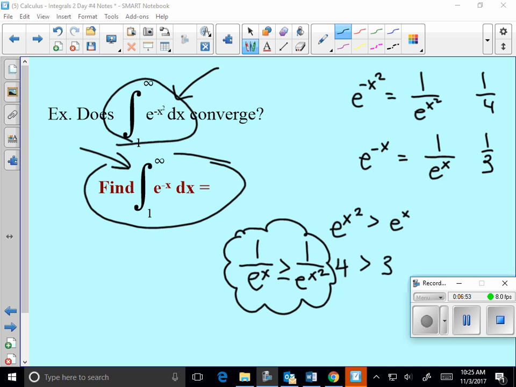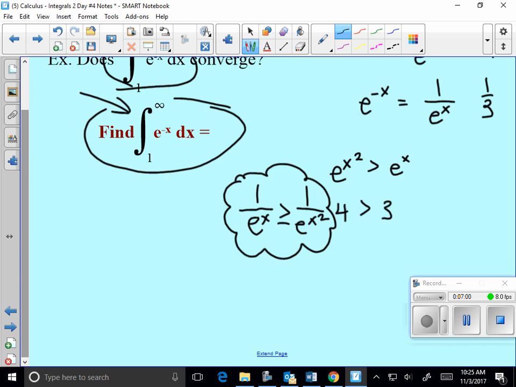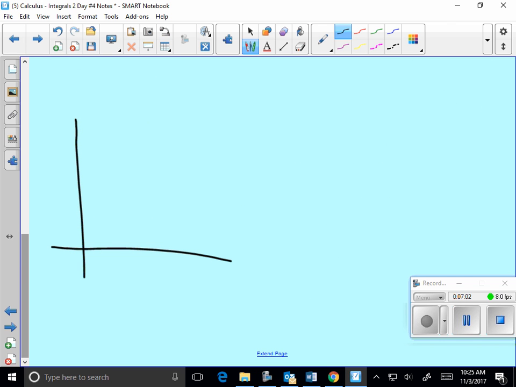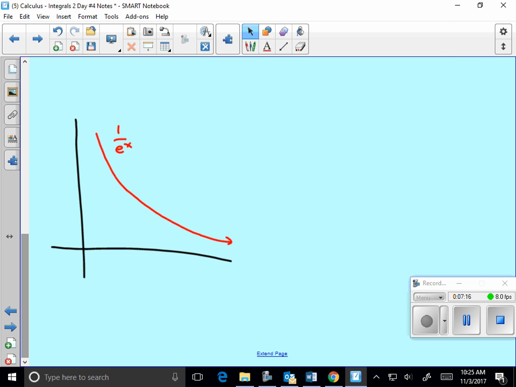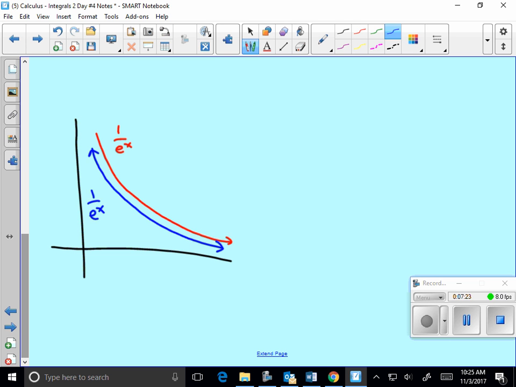What would happen if this diverges? What do we know about this? Well, let's look at a graph real quick. Let's go 1 over e to the x. Let's say it looks like this. Here's 1 over e to the x. Okay, and we know that 1 over e to the x squared is going to be less than that for all values of x and equal at 1. So I guess we could say that, right?